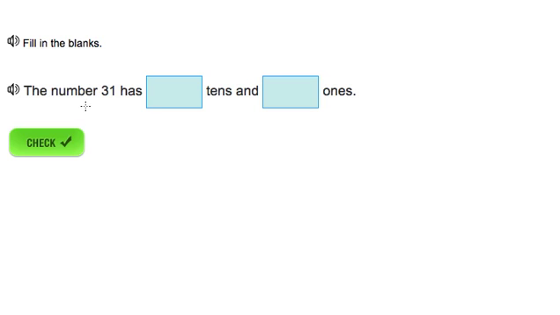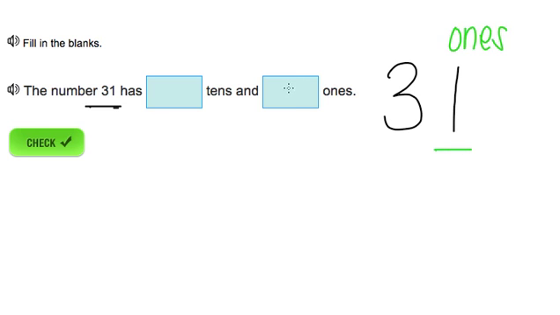The number 31 has blank tens and blank ones. So let's write the number 31. So where is our ones place? Our ones place is always all the way to the right. So we have one ones.